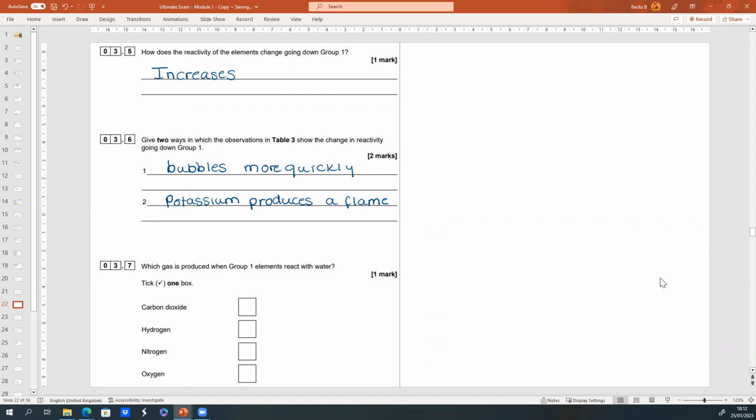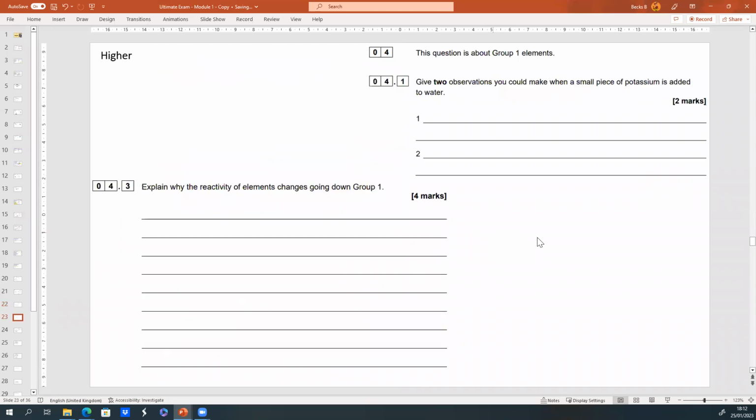Okay, so which gas is produced when group 1 elements react with water? Okay, so they are producing hydrogen gas. That's why we get that little bit of a flame, because it produces hydrogen gas. As it's reacting, it's producing heat, and so that hydrogen actually ignites later on because the heat that it's producing causes the hydrogen to ignite, because hydrogen is a flammable gas.